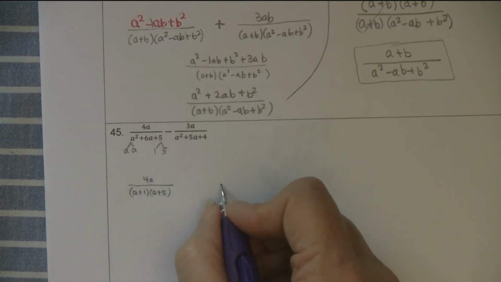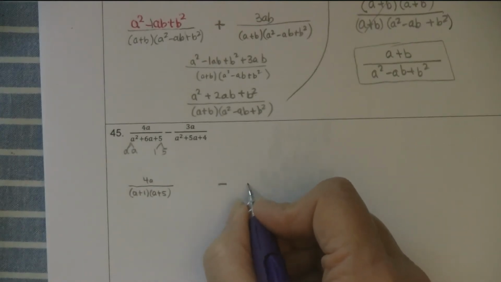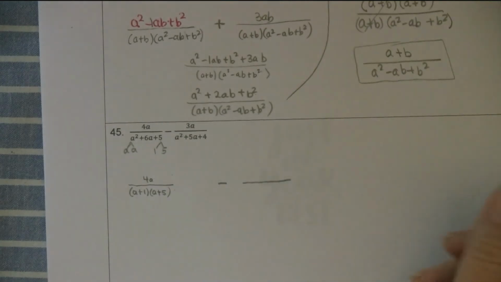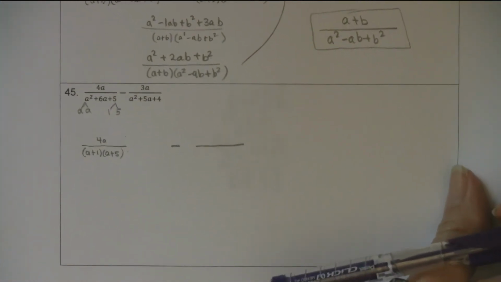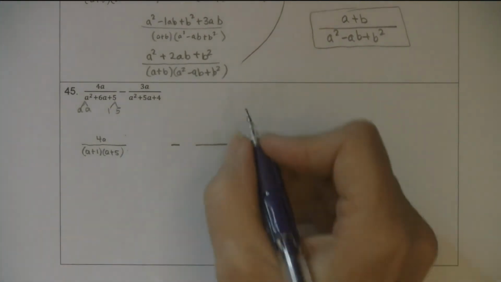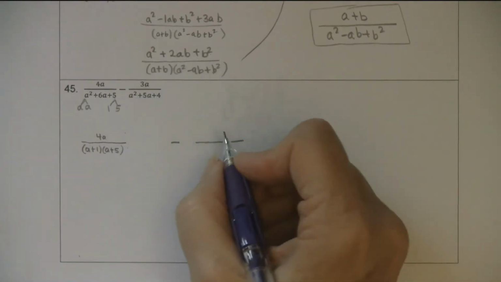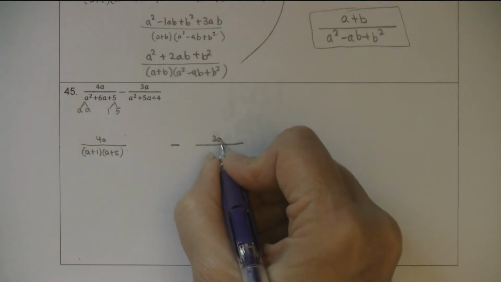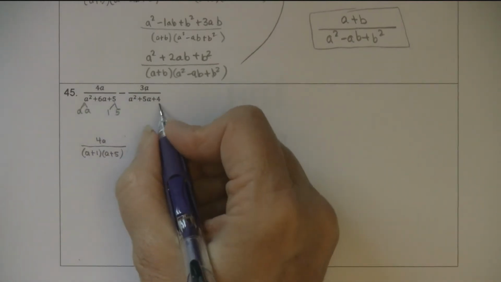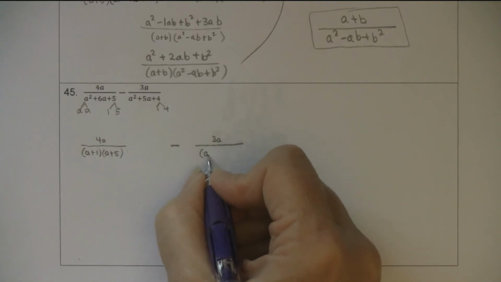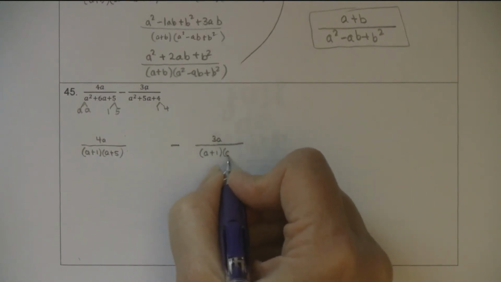I'm going to leave room. You know what I'm leaving room for, right? I'm leaving room so that I can do something to the top and the bottom, right? And have room to write it and not have to rewrite the whole thing. So same thing here. Monomial, trinomial. Can't reduce them. So I'm going to factor the bottom because the denominators need to be the same. 1 and 4. So this is a plus 1, a plus 4.